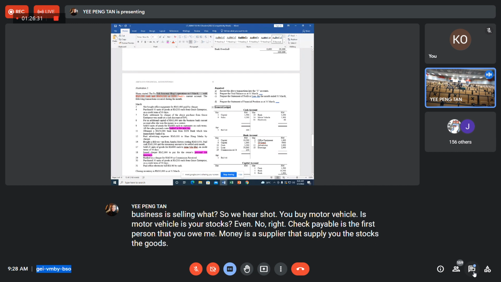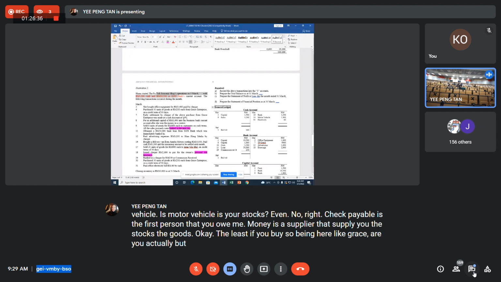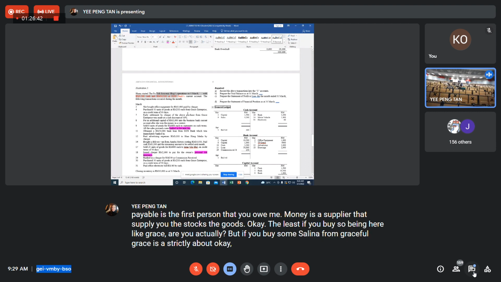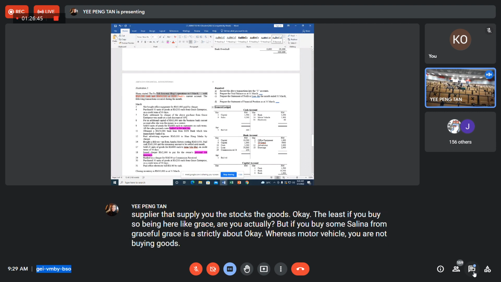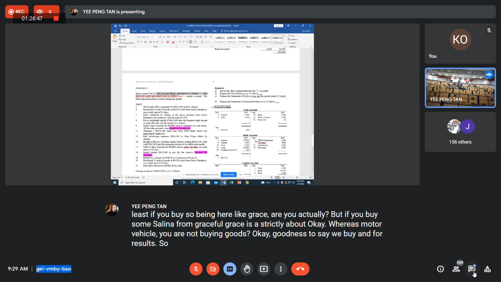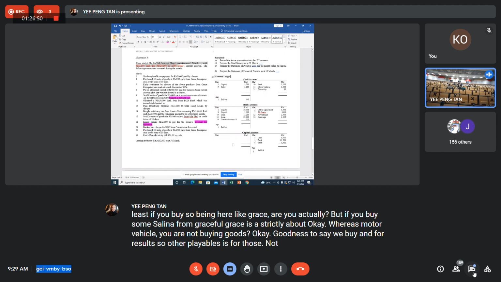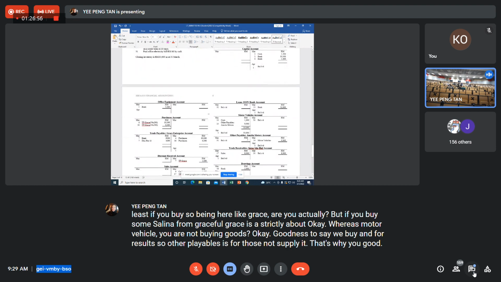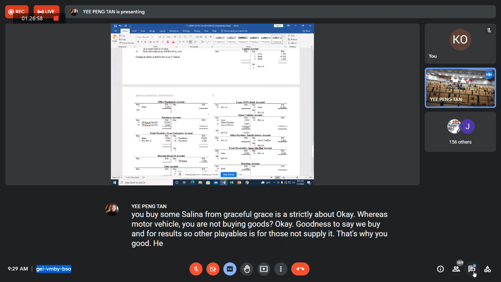the goods. Okay? That means if you buy souvenirs like from Grace, Grace is a trade payable. Whereas a motor vehicle, you are not buying goods. Goods means we buy for resell. So other payables is for those not a supplier that supplies you goods. So Amrita Motor, you owe them money because you buy motor vehicles. So this is for other payables. Understand, Even?